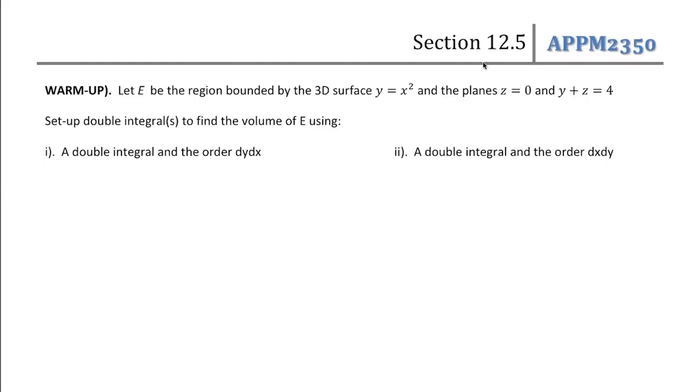This is section 12.5, and we're going to start with a warm-up. Suppose we have this three-dimensional region that's bounded by y equals x squared, and the planes z equals 0 and y plus z equals 4. I want you to set up double integrals to find the volume using either dy dx for part I or dx dy for part II.